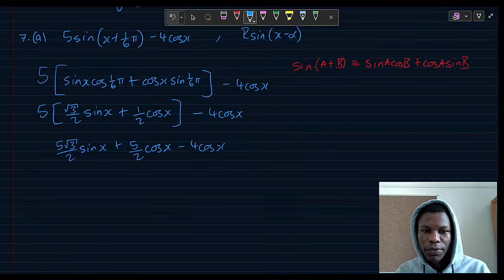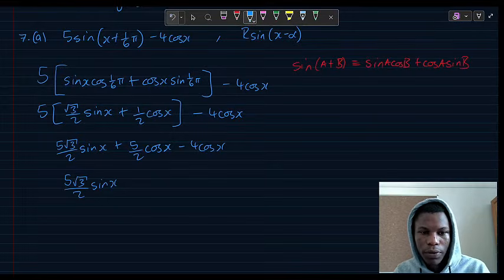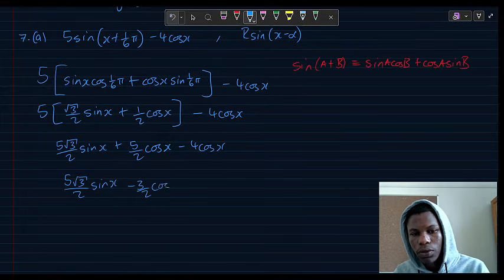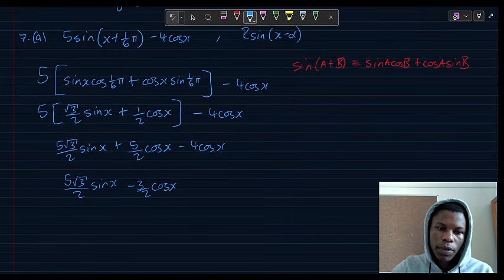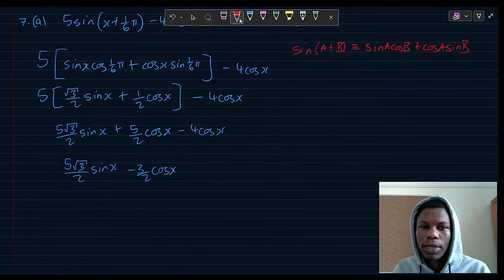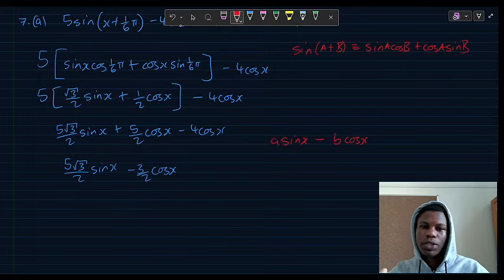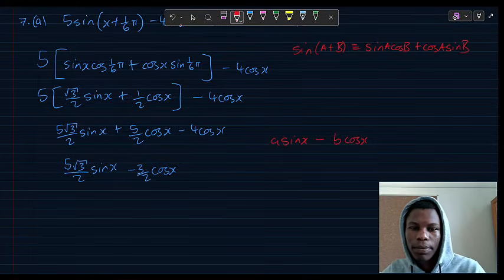Now let's simplify 5 over 2 cos x minus 4 cos x. So we've got 5 root 3 over 2 sine x, and 5 over 2 minus 4 gives us negative 3 over 2, so negative 3 over 2 cos x. Now we've simplified this to the form we were talking about earlier, a sine x plus b, or in this case minus b cos x, which is exactly what we need to be able to use the r sine(x - alpha).